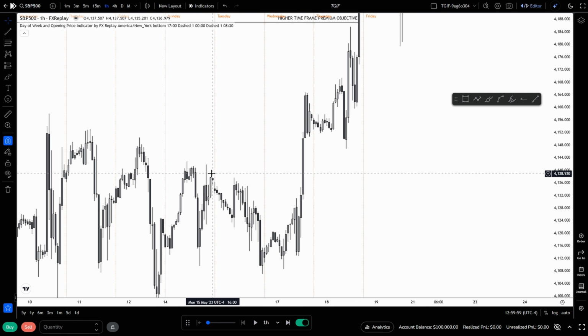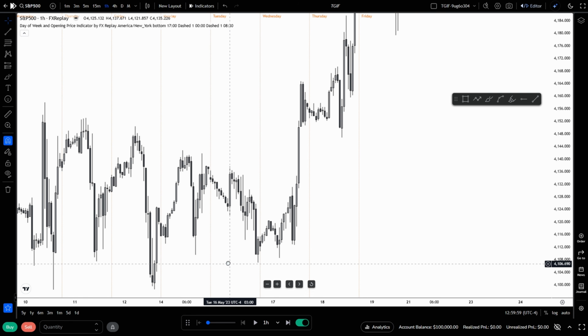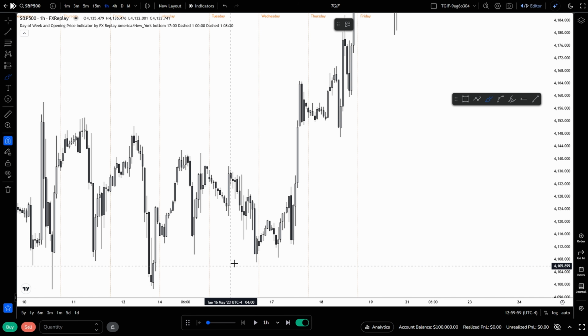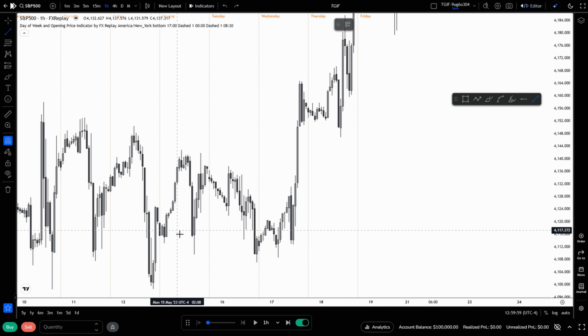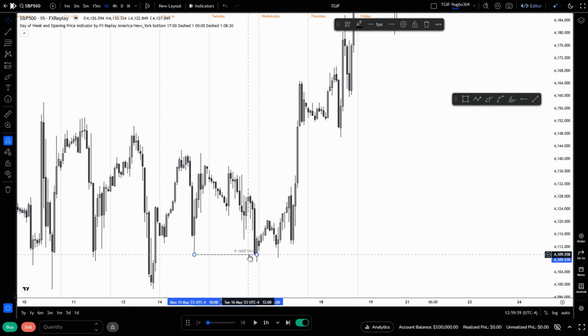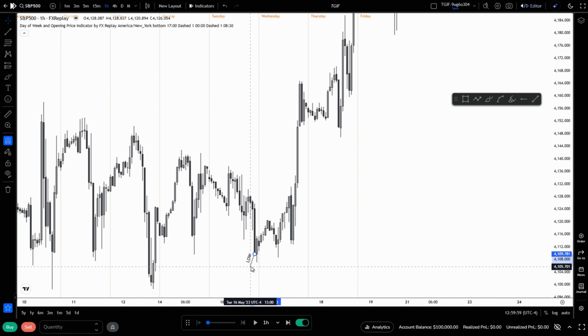So going back to the three criteria, the first thing we want to ask ourselves is, what day did price reverse? Looking at this chart, you can clearly see that price formed the low of the week on Tuesday. That satisfies our first condition, because in a bullish scenario, we want that reversal to happen on either Monday or Tuesday.